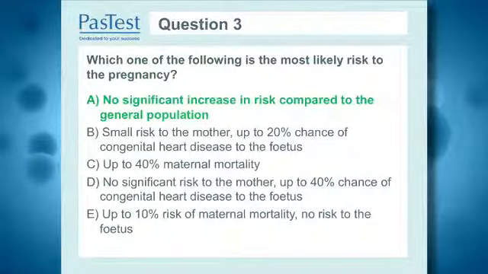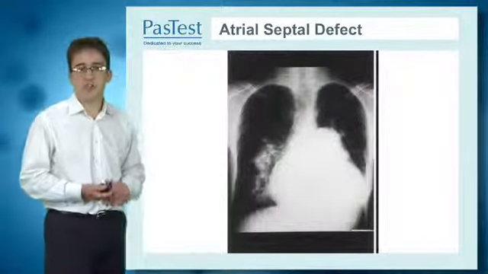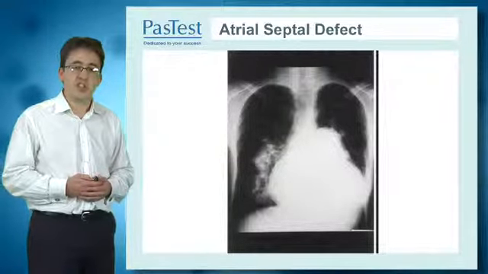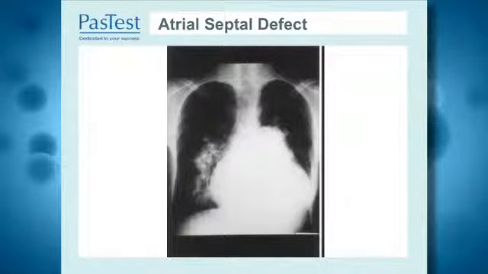If you went for A, no significant increase in risk compared to general population, you'd be correct. This is the chest radiograph of someone with an atrial septal defect in which the lesion was detected too late. You can see that the heart is enlarged and particularly the right ventricle has become displaced.